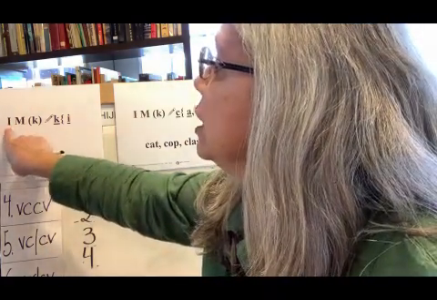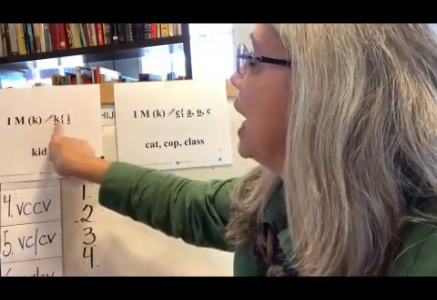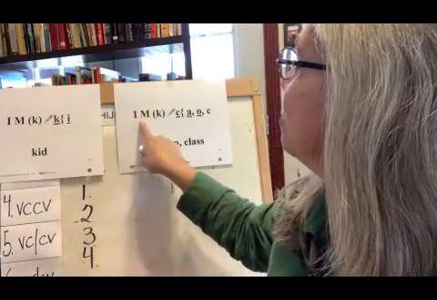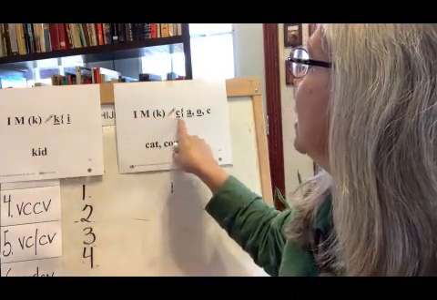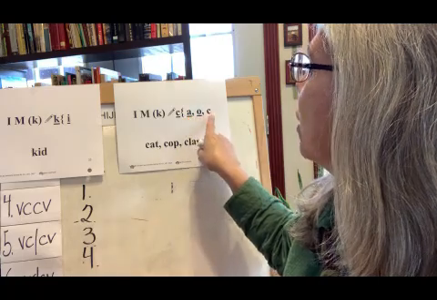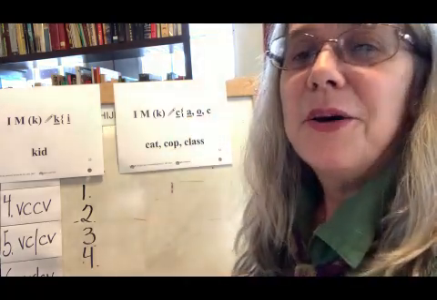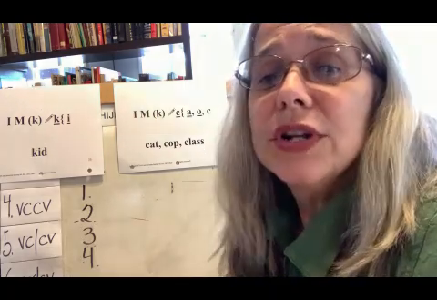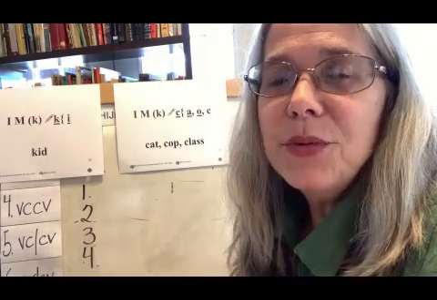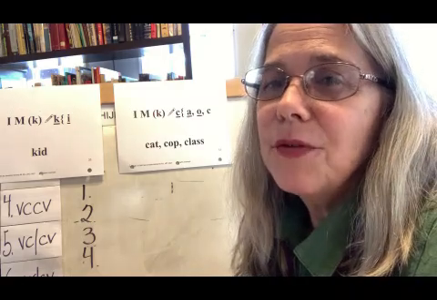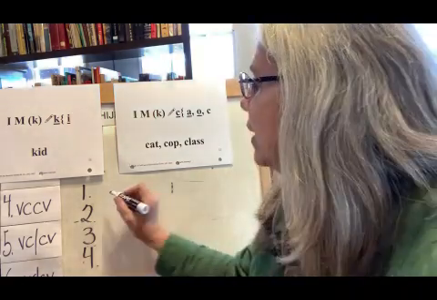We learned that initial medial K is spelled K before I, as in kid. Initial medial K is spelled C before A, O, or consonant, as in cat, cop, and class. Okay, the very first word we're going to spell is skid. Repeat that word. Okay, let's make a line for every sound we're hearing.